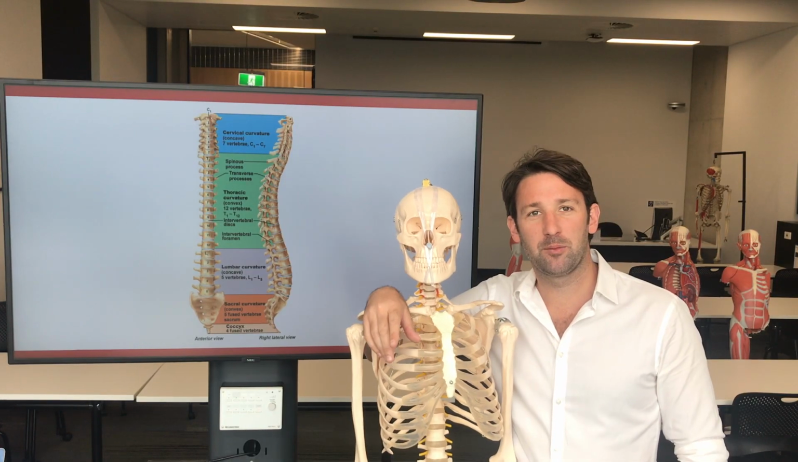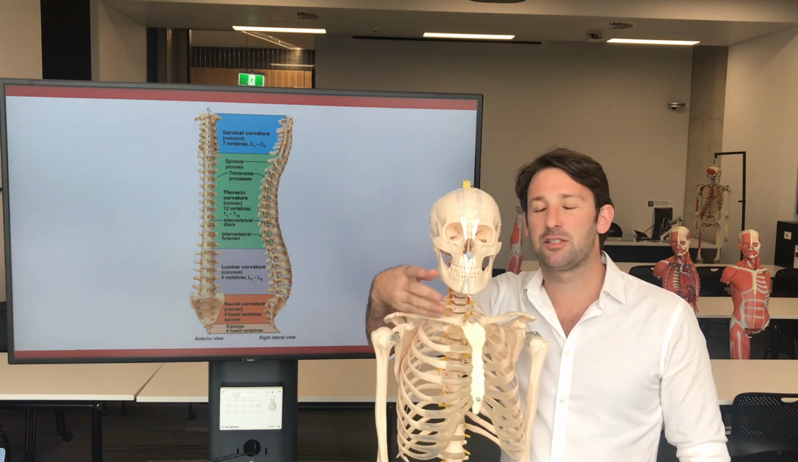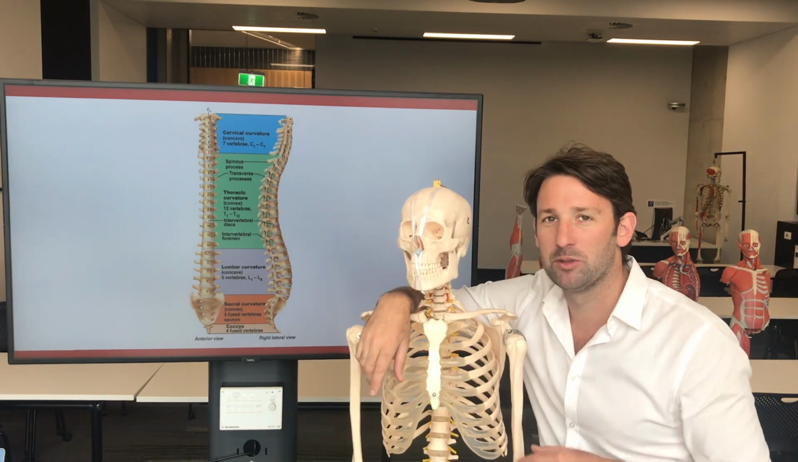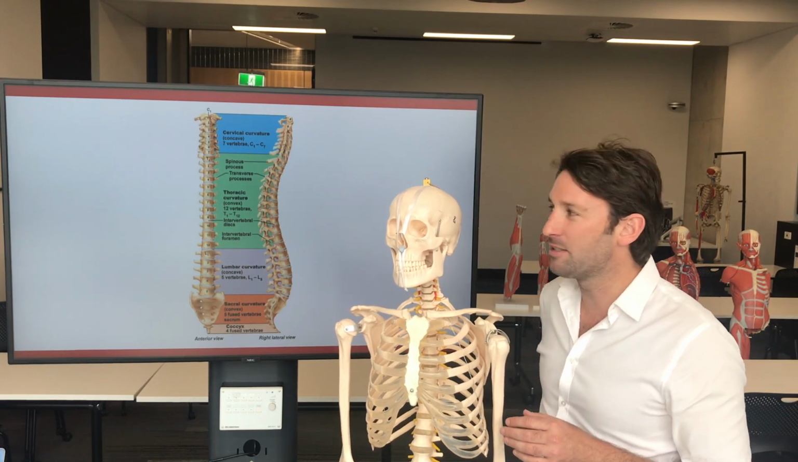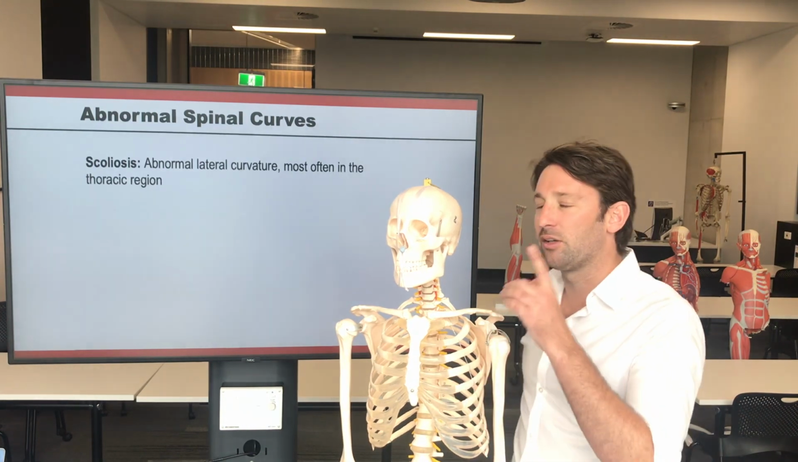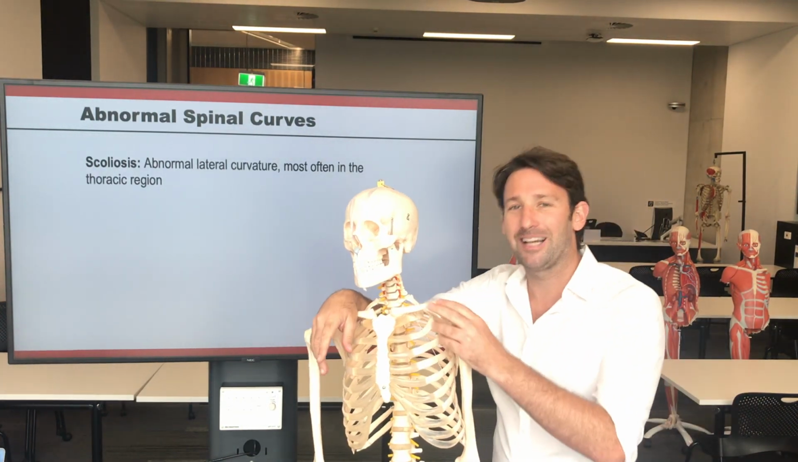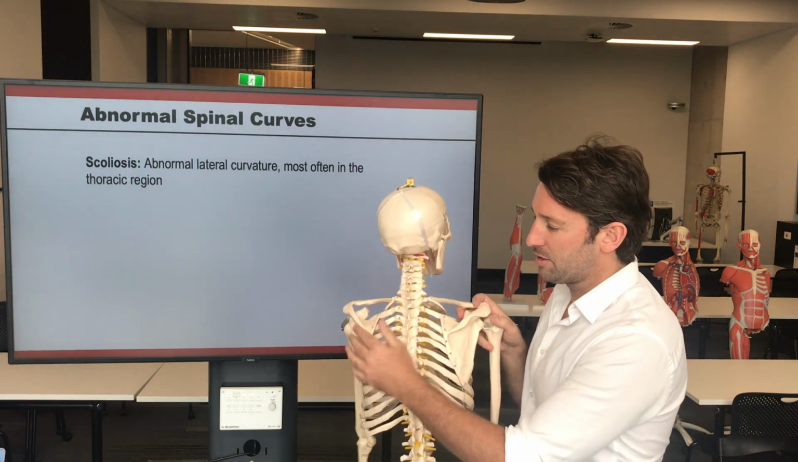So that's what happens when everything's developed as it should develop. But it doesn't always develop that way. Sometimes we've got abnormal spinal curves. Now the first abnormal spinal curve we'll talk about is scoliosis. Scoliosis is referred to as an abnormal lateral spinal curve. So lateral meaning side on.